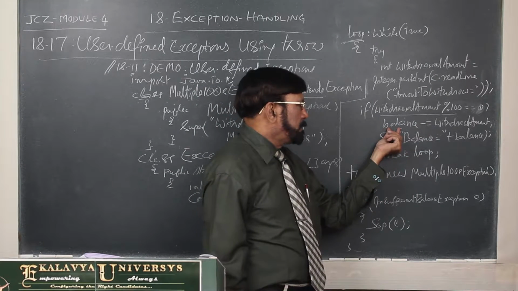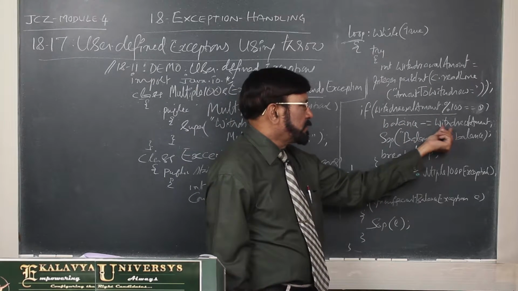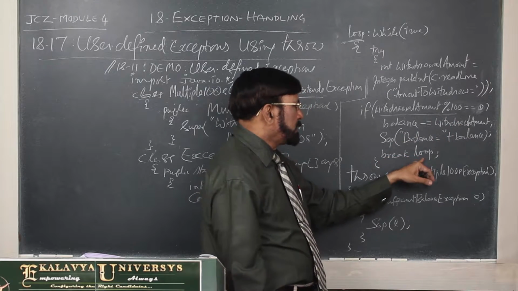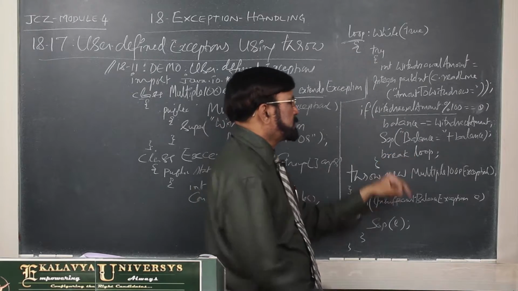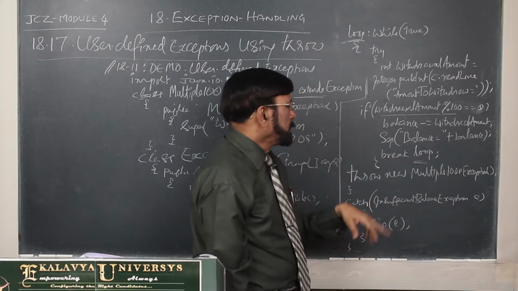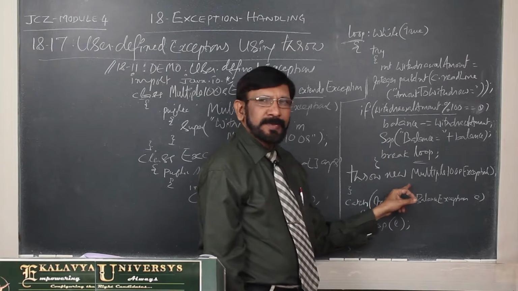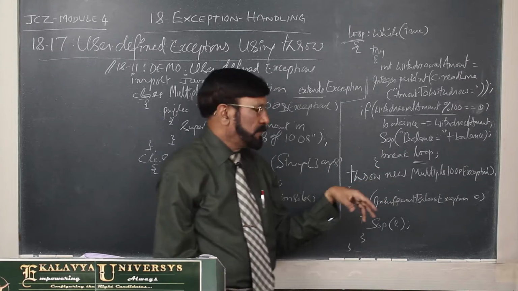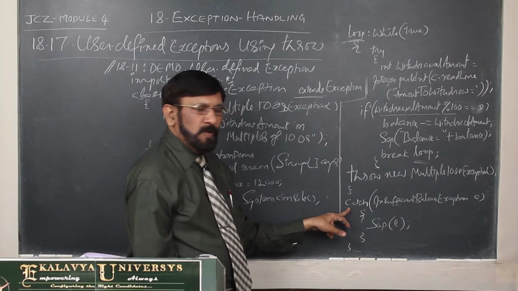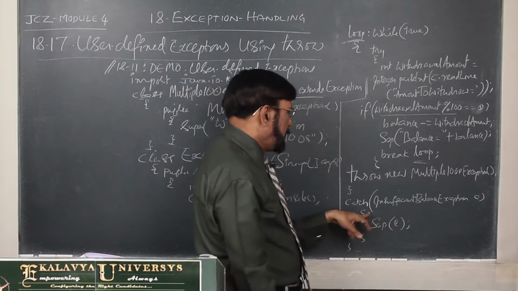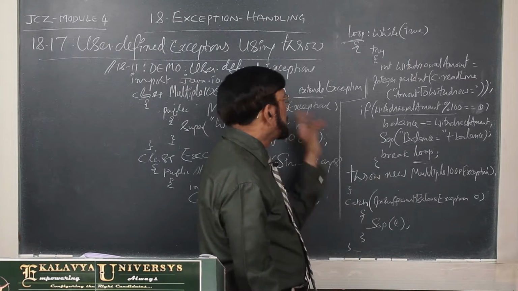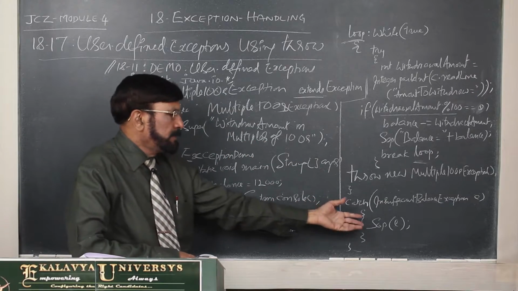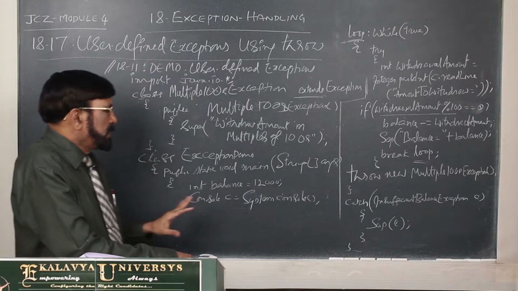Thereafter, balance minus equal to withdrawal amount, and the balance is printed, and this is already I told you, this is the label loop. If it is not the case, the exception is thrown. If it is the case, no exception is thrown, it is simply ignored. So thereafter the catch block is there. In the catch block, what is the message? Withdraw amount in multiples of 100 is printed. Okay, this is the program.